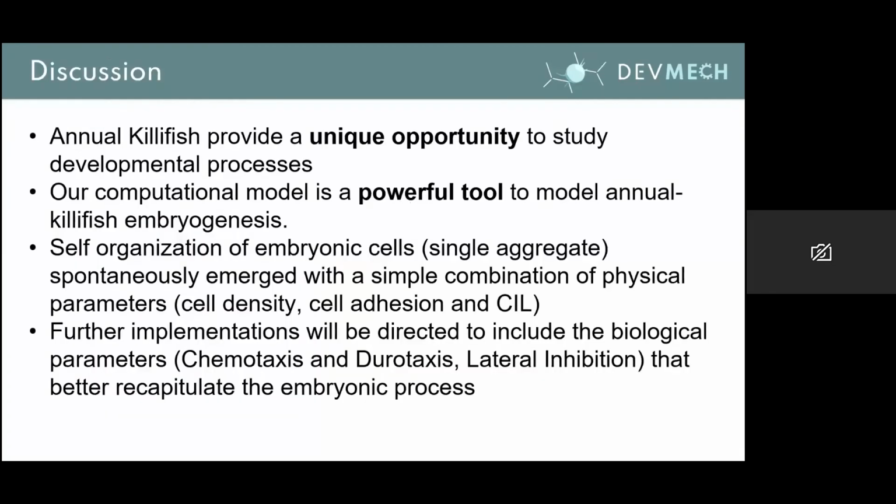So we can conclude that the annual killifish thus provides a unique opportunity to study these developmental processes. As I mentioned before, each embryonic process occurs separately, making it easier for us to study them. Our computational model has shown to be a powerful tool to model this annual killifish embryogenesis. And thanks to this, we can demonstrate that the self-organization of embryonic cells into a single aggregate can spontaneously occur with a simple combination of physical parameters.